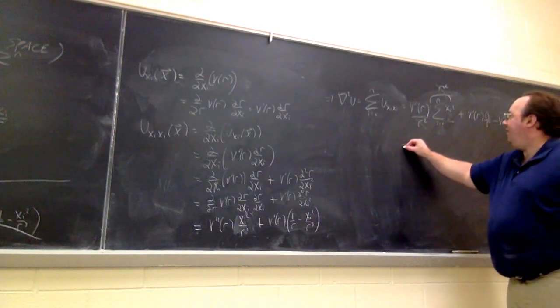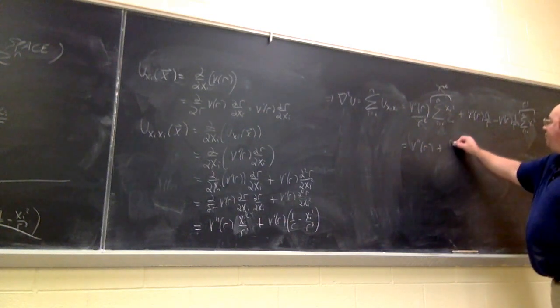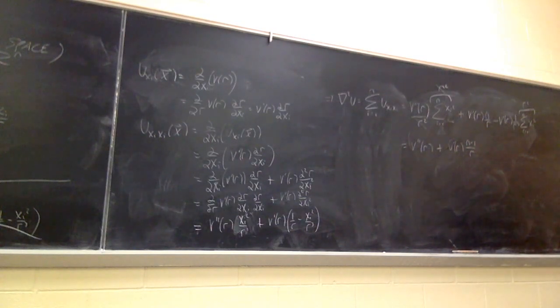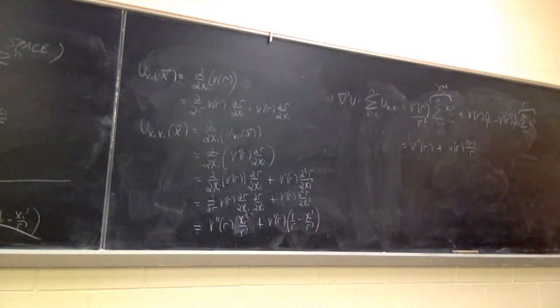So what we get is v double prime of r plus v prime of r times n minus 1 over r. So that's what the Laplacian looks like in the radial variable, if you assume your solution is radially symmetric. What's interesting here is the Laplacian depends on the dimension of the space that you're in, which means it's going to affect the form of the solution.